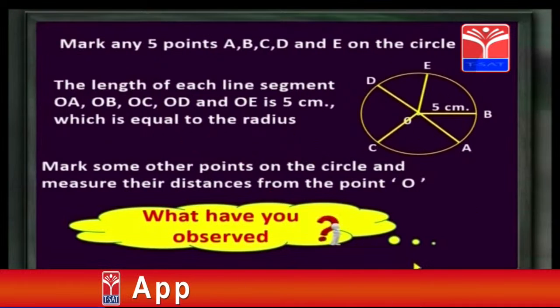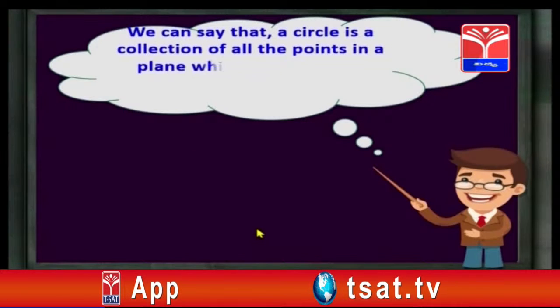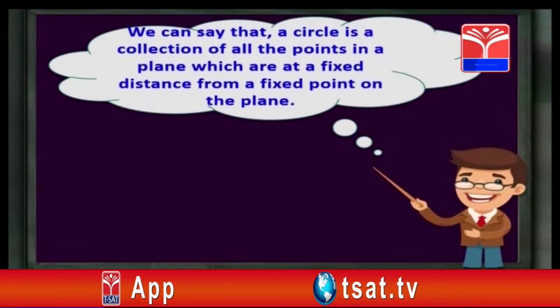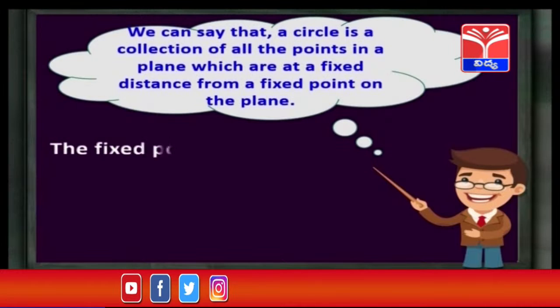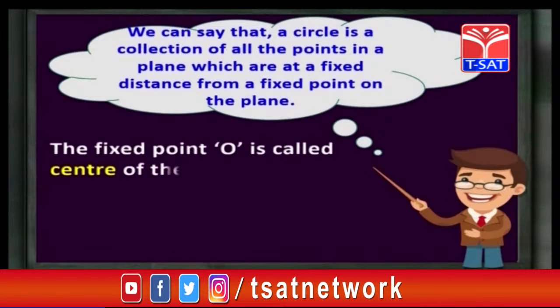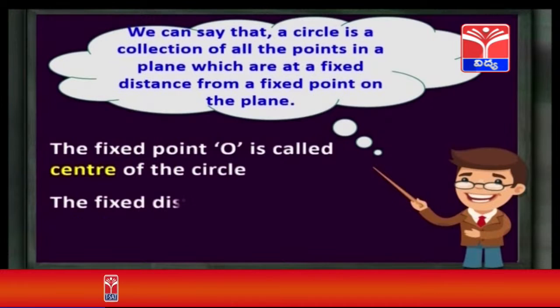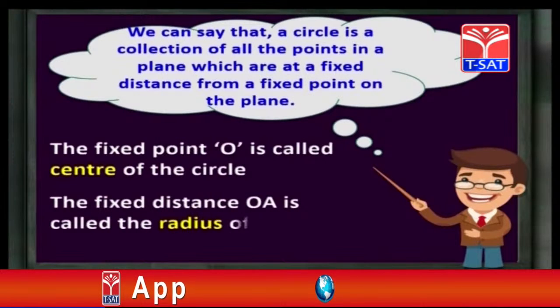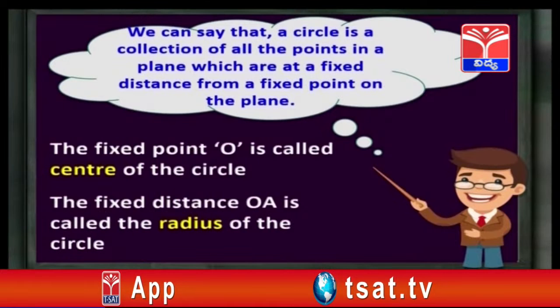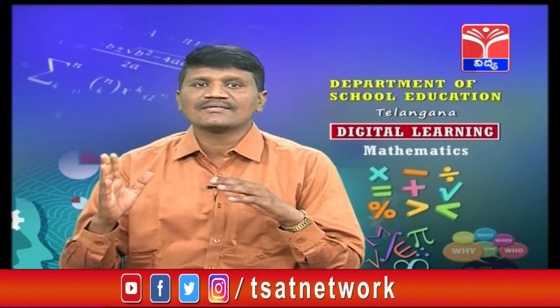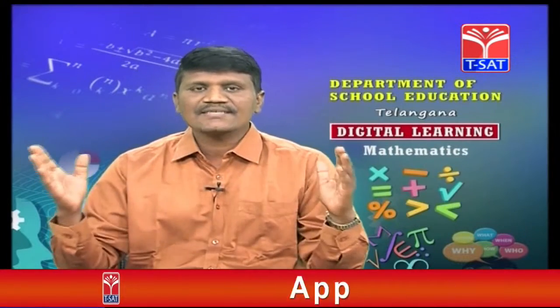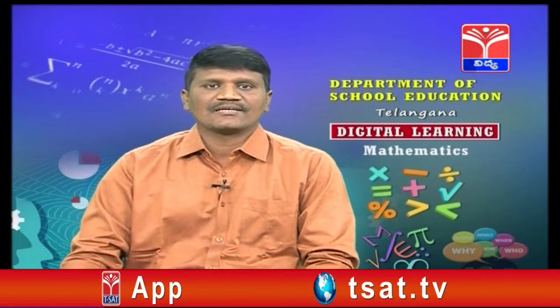What have you observed, students? So, we can say that a circle is a collection of all the points in a plane which are at a fixed distance from a fixed point on the plane, and the fixed point O is called the center of the circle and the fixed distance OA is called the radius of the circle. So, what can we say, students? A circle is a collection of all the points in a plane which are at a fixed distance from a fixed point in a plane. The fixed point O is called the center of the circle and the fixed distance is called the radius of the circle.